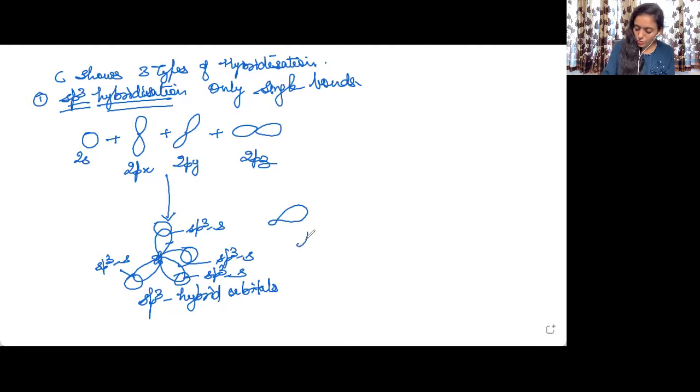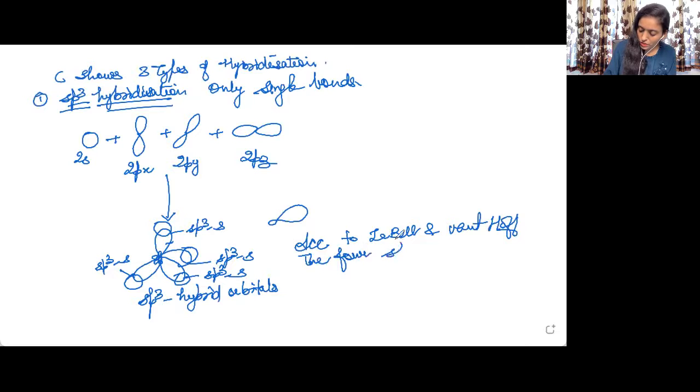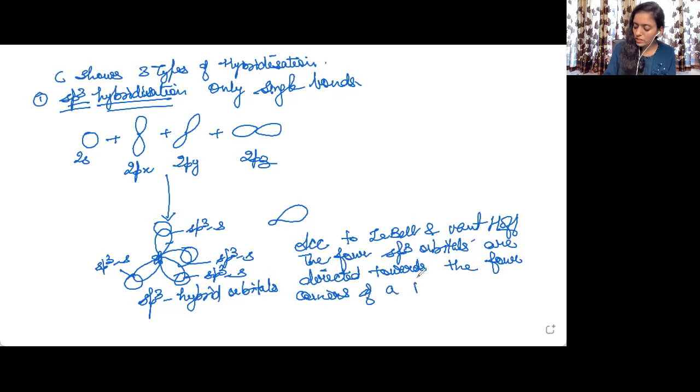Now, according to Le Bel and van 't Hoff, the 4 sp3 orbitals are directed towards the four corners of a regular tetrahedron. 4 corners of a regular tetrahedron. So this is the shape.